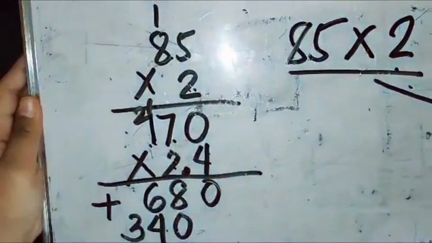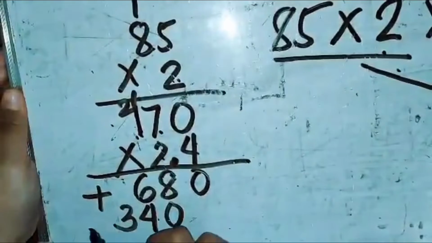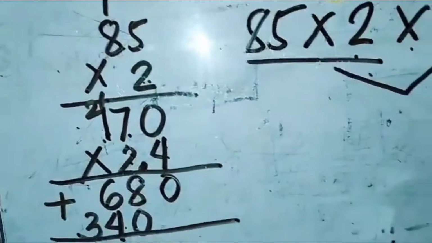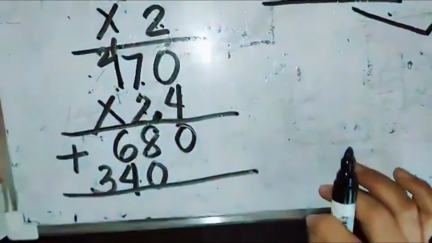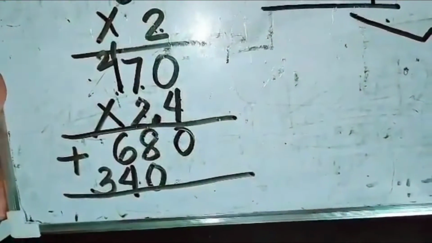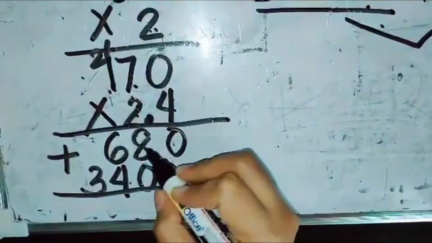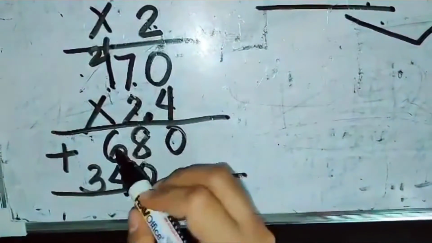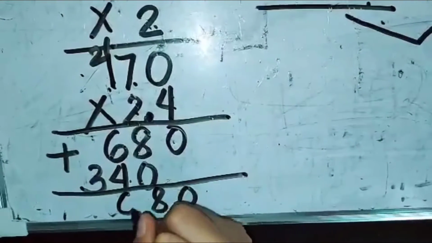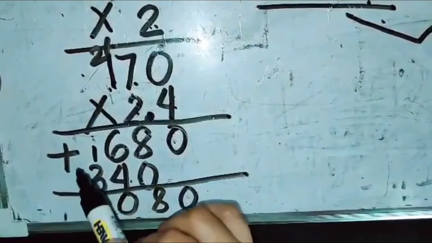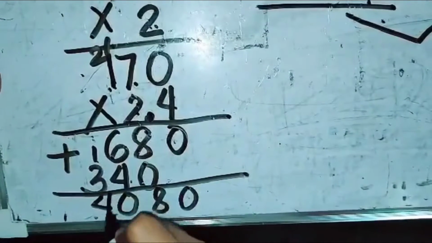Okay. Then, you have to add. Kasi tatlo ito, so i-add natin. Okay. Bring down 0. 8 plus 0 is 8. 6 plus 4 is 10. Carry 1. 1 plus 3 is 4.